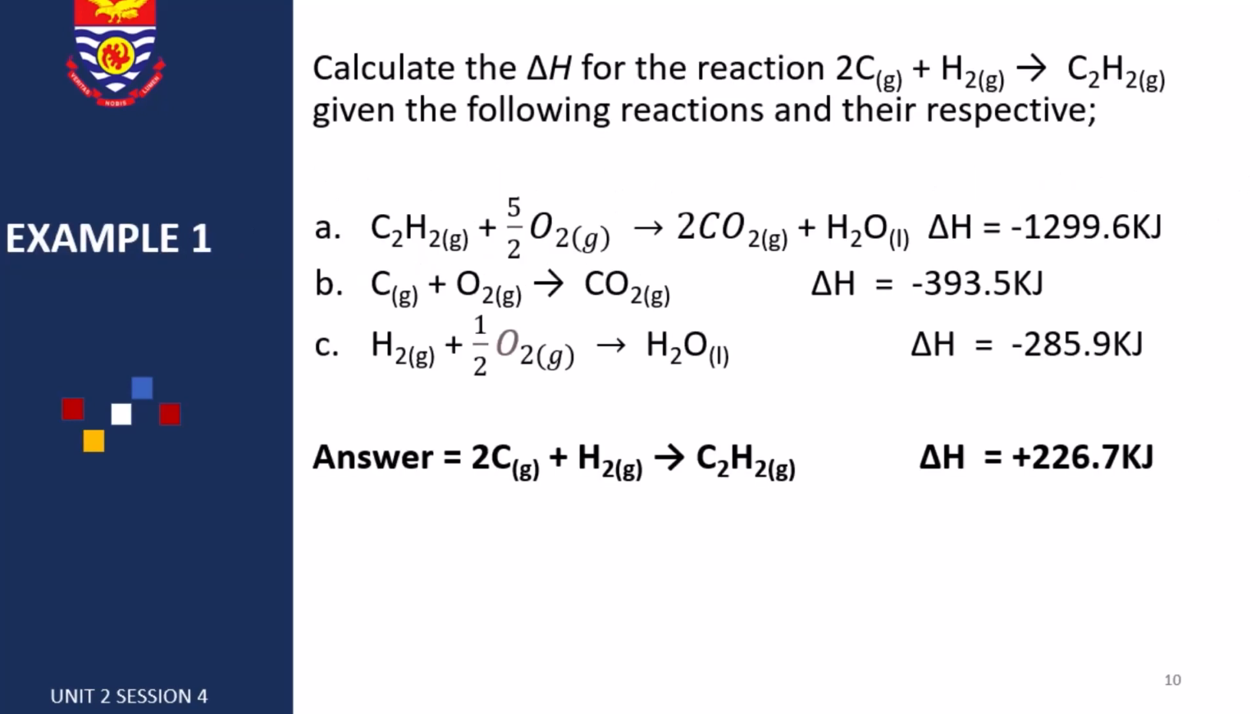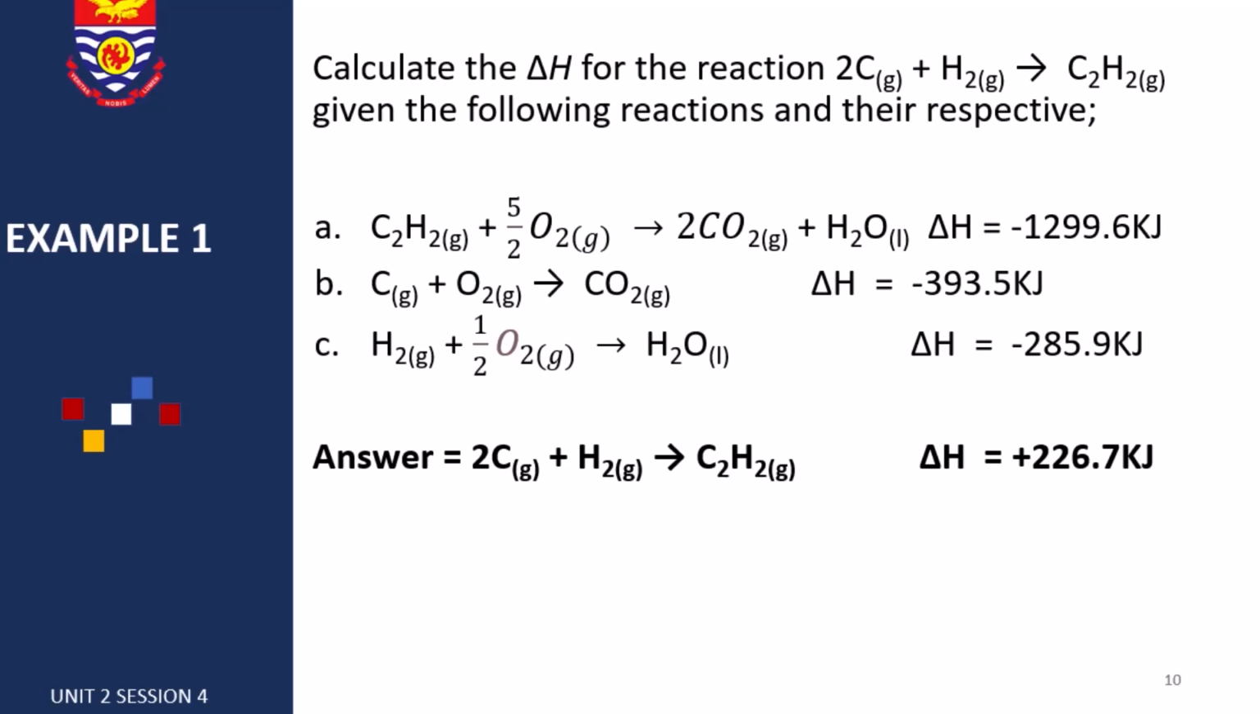So in this example, we are required to calculate the enthalpy change for the reaction 2C, that is 2 moles of carbon reacting with 1 mole of hydrogen to give us 2 moles of methane, given the following reactions and their respective equations. So we have these equations, and we are required to calculate the enthalpy change.